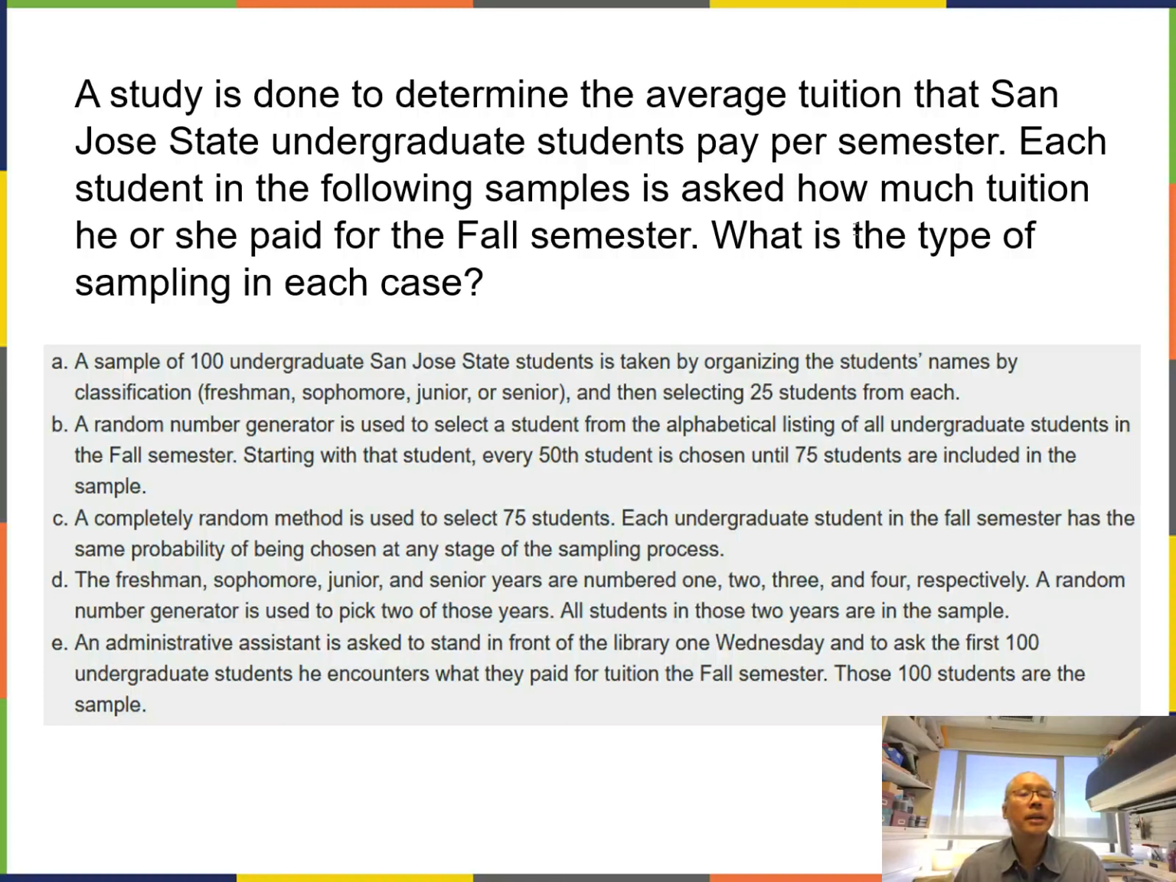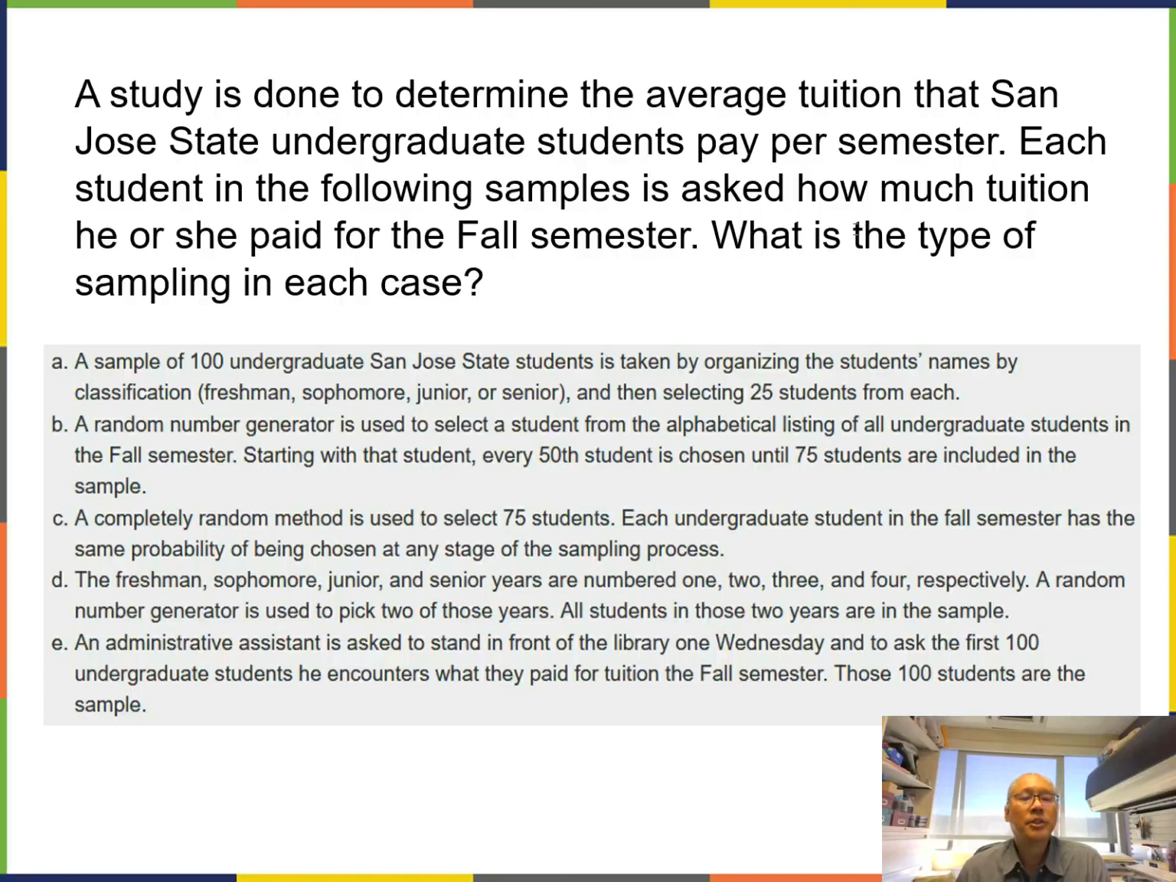Let's take a look at B. A random number generator is used to select a starting student from the alphabetical listing of the undergraduate students in the fall, and then every 50th student is collected until 75 students are found. So again, we're putting things in order, picking the 50th student in the list, and then the next 50th student in the list. So that's systematic sampling. C: a completely random method is used, selecting 75 students. Each undergraduate student in the fall has the same probability of being chosen, so that's your simple random sample.